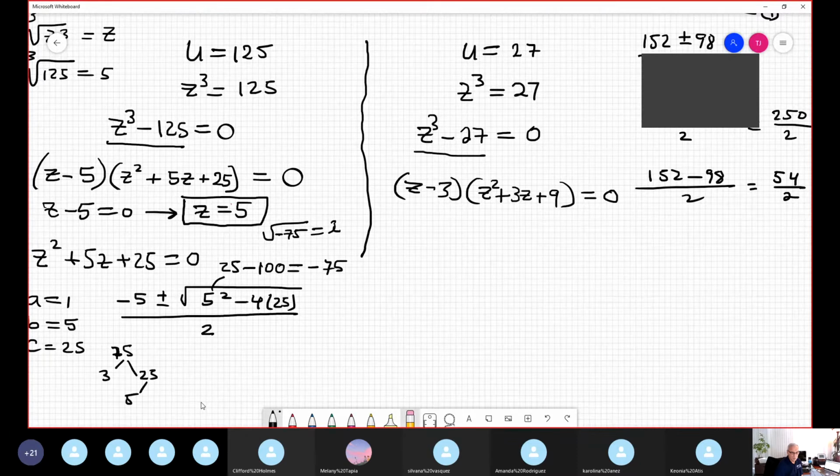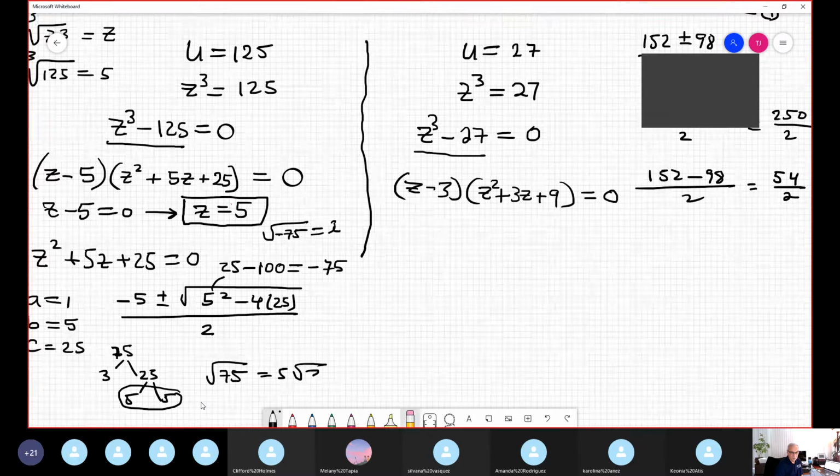And 25 is 5 squared. So we have a couple of 5s, and a 3. So the square root of 75 is equal to 5 radical 3, because this couple of 5 goes outside the radical, only one. And so far we have minus 5 plus or minus 5 radical 3.